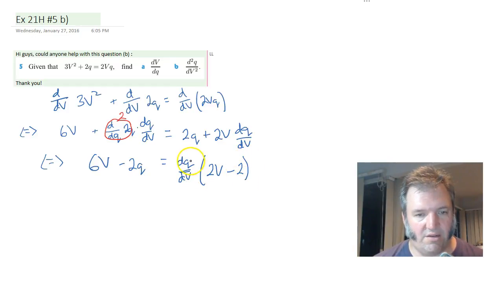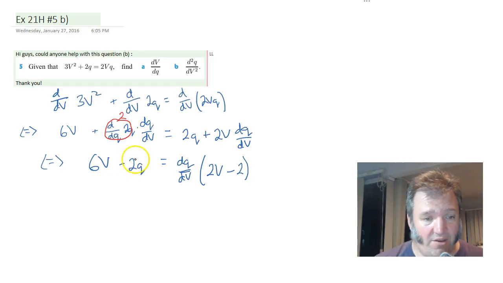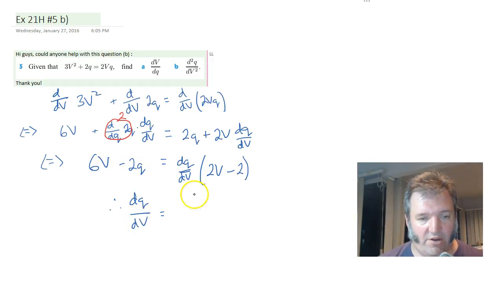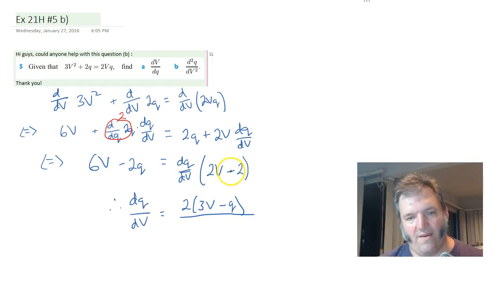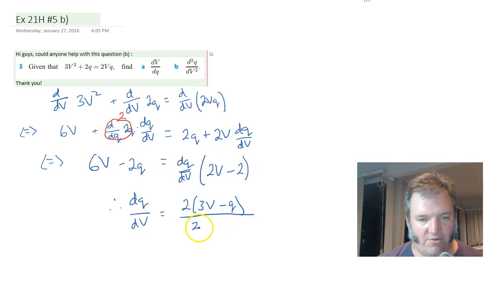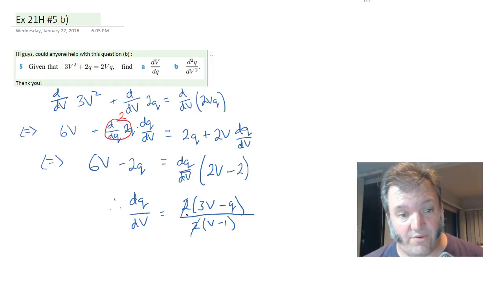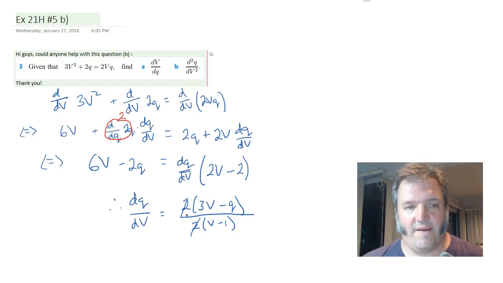And I've factorised it there, so the dq dv is out the front. dq dv on its own, easy enough to see now. I'm going to have this 6v minus 2q. Let's factorise that because I'm sure you've already seen there's a factor of 2 on each side. And to get this on its own, I was dividing by 2v minus 2. I'm going to factorise that as well. So it's 2 outside of v take 1. The 2's cancel. And you've got your first derivative dq dv. And that's what we wanted.